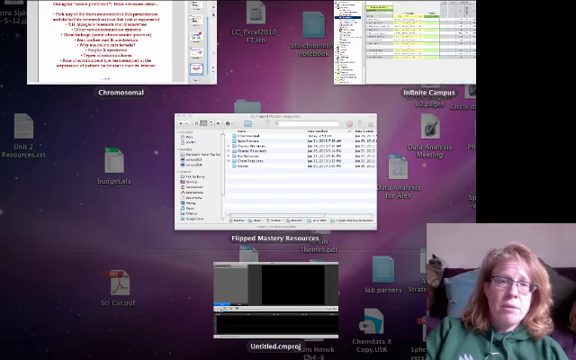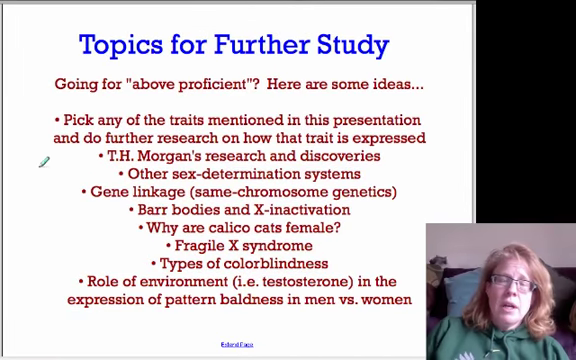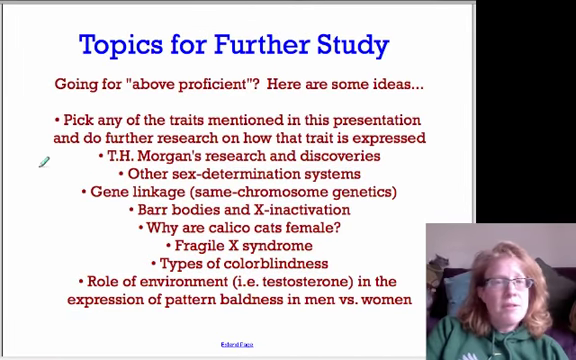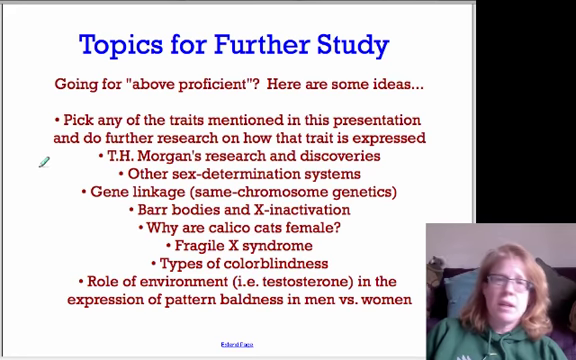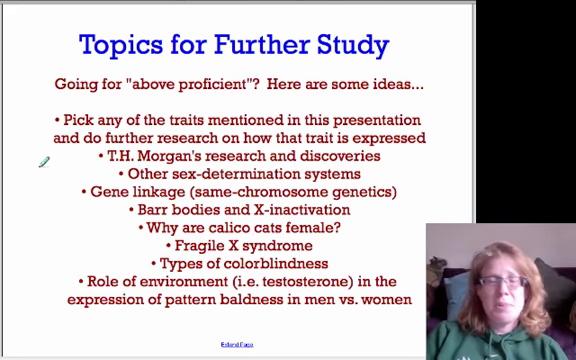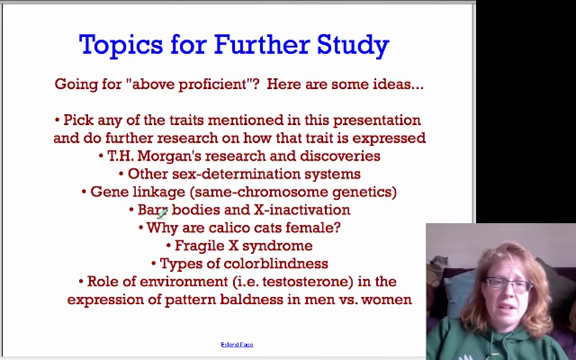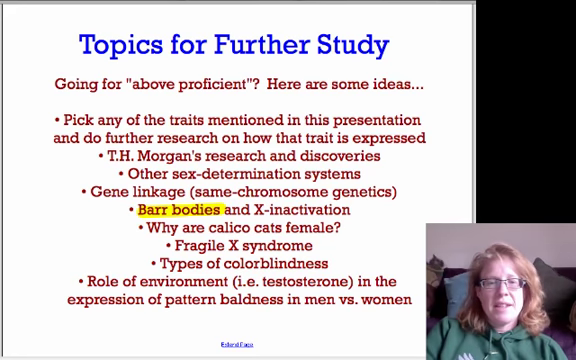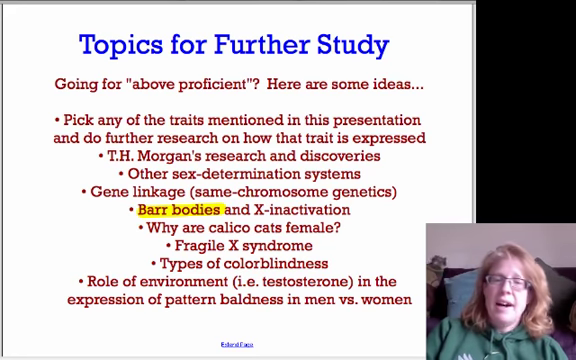All right, going further. Sorry about that. Going further, if you're looking for some other things to study, if you're looking for a 4, here's some ideas for you. You can take a look at any of the traits that we've got. You can take a look at some more of Thomas Hunt Morgan's. There's tons and tons of fruit fly mutations out there that you could study. You can look up some other sex determination systems. If you're interested in some other kind of weirdness, you can look up these things called bar bodies and how that works. You can answer this question if you have cats. If you're a cat friend, why are calico cats almost always female? You can take a look at things like Fragile X syndrome, color blindness, and the role of the environment.